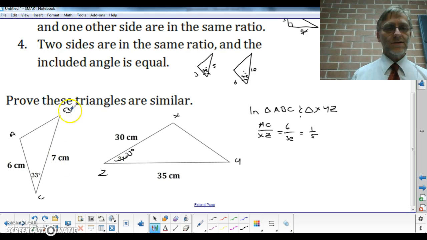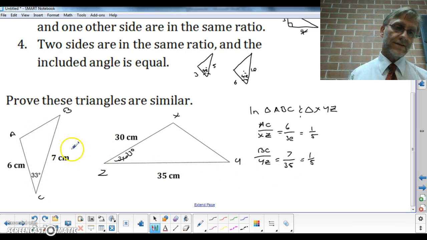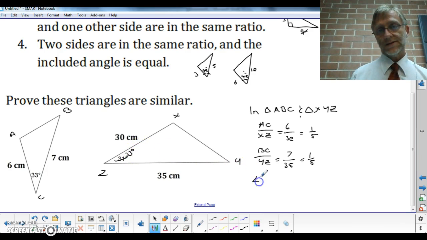Now look at the other two sides, BC and YZ. BC is 7, YZ is 35, so the ratio is 1 to 5. And it's obvious that ACB and XZY are equal, now that I've changed XZY. So I can just say that angle ACB is equal to angle XZY. That's given. Don't need reasons for these ones.